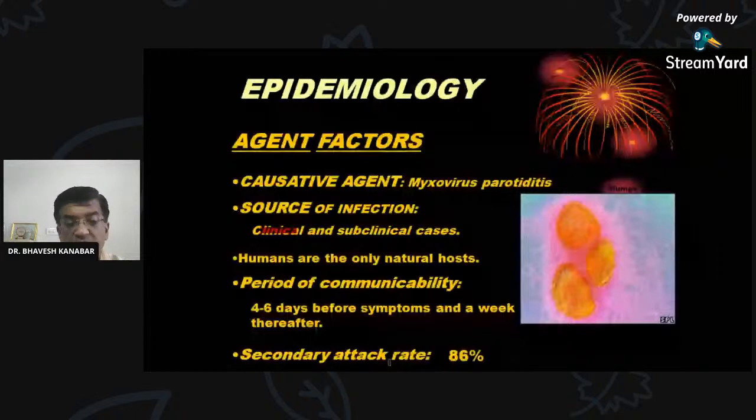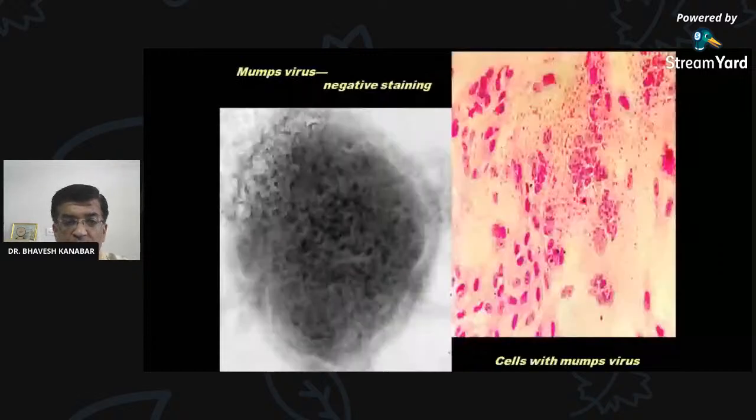Secondary attack rate means if one child is affected, how many children it can affect. So if 100 children are in contact with that child, it can affect 86 children. That is the secondary attack rate. It is very easy to remember. Here you can see cells stained with the mumps virus, stained by hematoxylin and eosin stain.